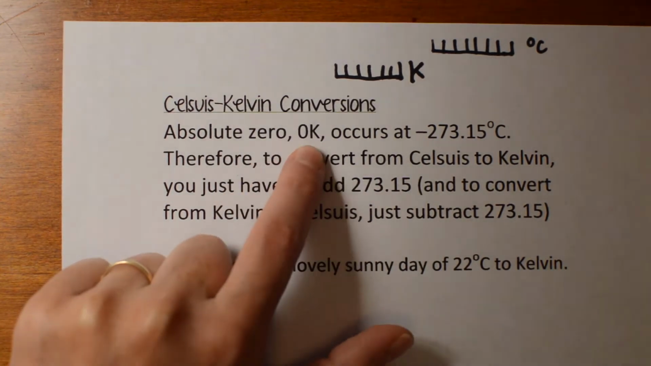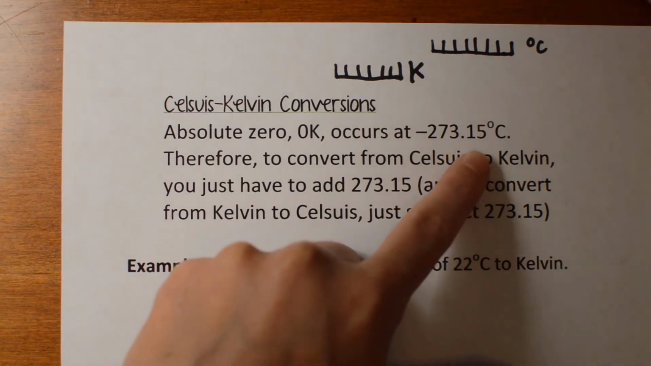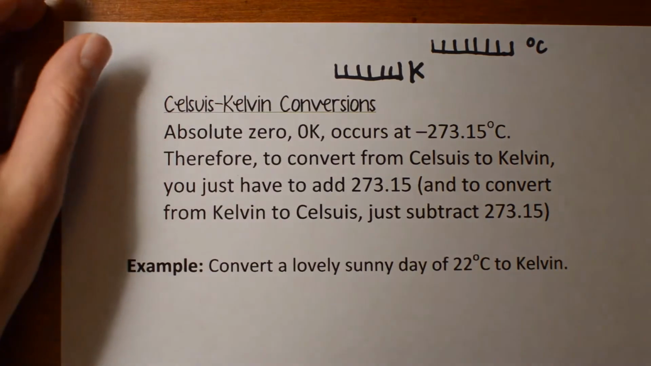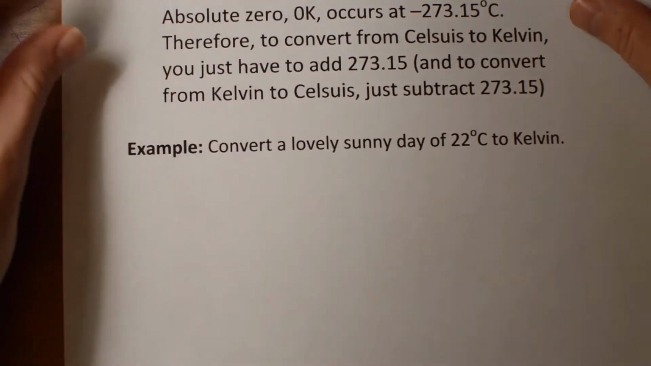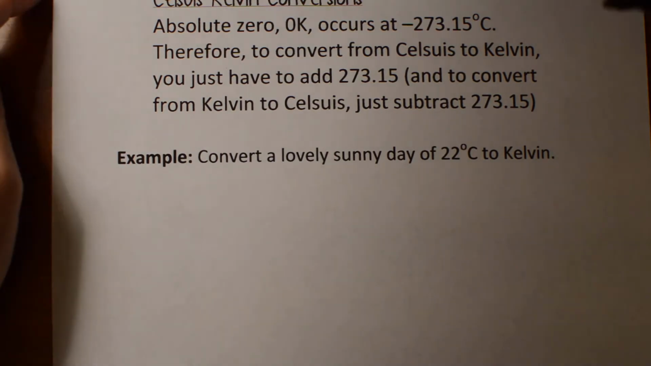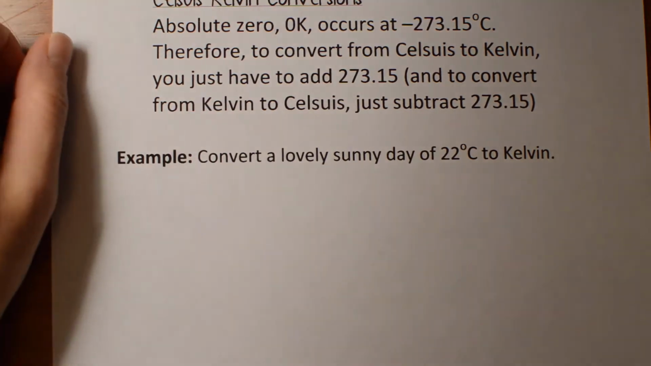So all you have to do to switch between the two is either add 273.15 or subtract 273.15. And absolute zero, zero Kelvin, happens when Celsius is at negative 273.15. So that's why we're going to be adding 273.15 or subtracting it. So say we have a lovely sunny day of 22 degrees Celsius and I want to convert that into Kelvin. I'm going from Celsius to Kelvin in this case, so I'm going to add the 273.